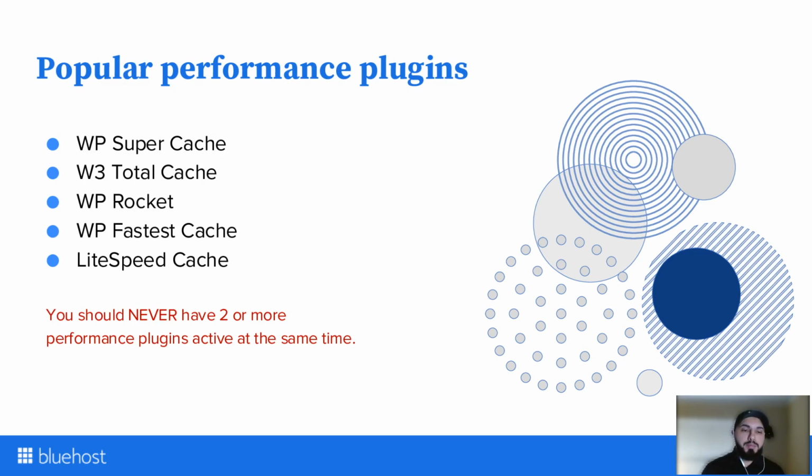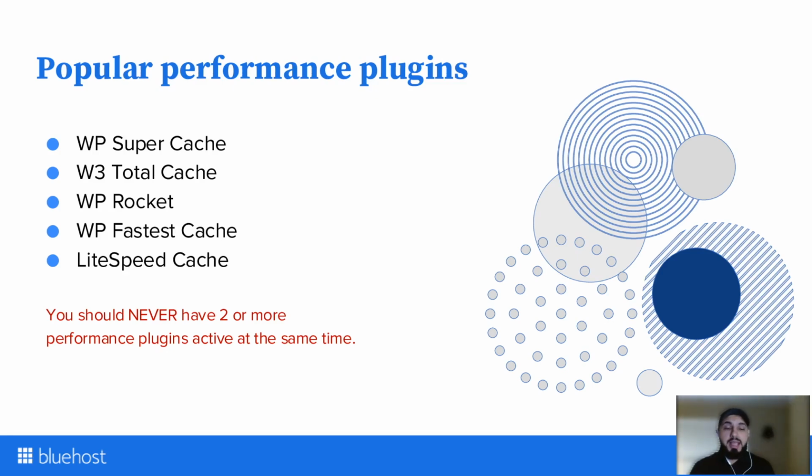So the first caching plugin is WP Super Cache. Also, we have W3 Total Cache. WP Rocket is an excellent choice. It also has some image optimization features in it. WP Fastest Cache, and also LiteSpeed Cache, which I think is also completely free. Now, some of these tools are free, some of them are paid. Some of them are free and paid, like a freemium tool. So just do your research and see which one works best for you.